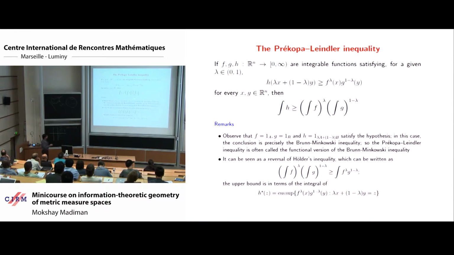Another way to try to parse this is to see it as a reversal of Holder's inequality. Holder's inequality gives a lower bound on this right-hand side here in terms of this integral. But now we have an upper bound in terms of the integral of h. Here I wrote down, given f and g, what's the best h that I can construct that satisfies this condition? It's going to look something like this. So you can think of it as a kind of reverse Holder's inequality.